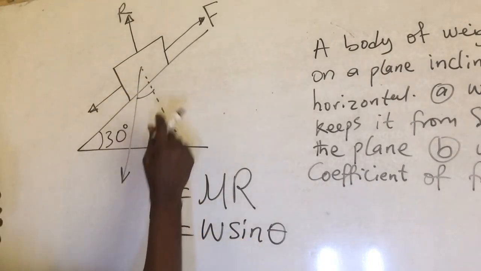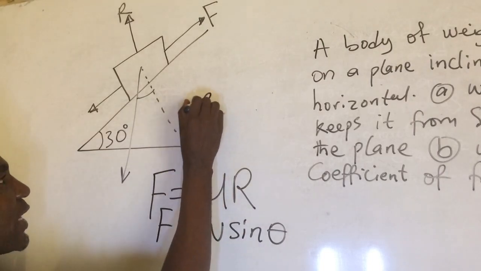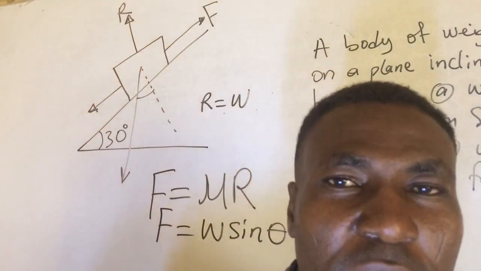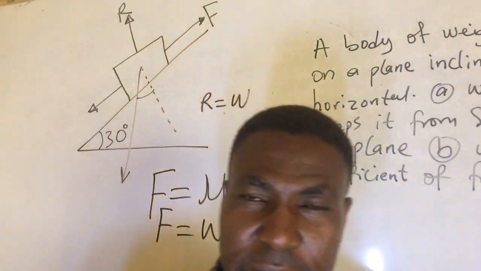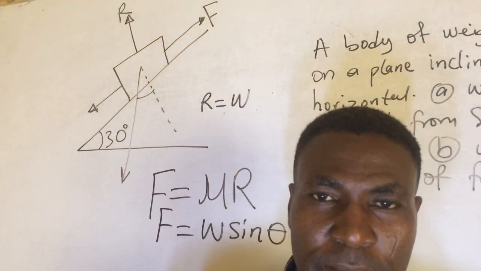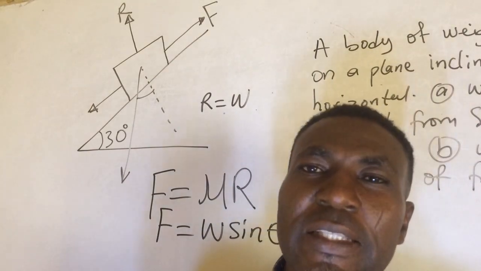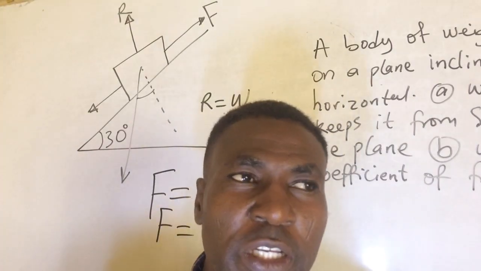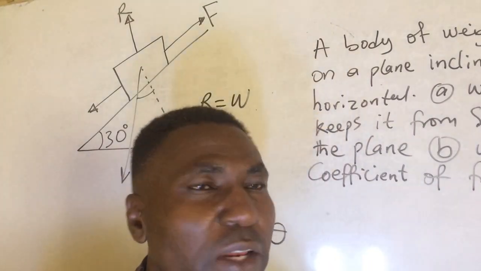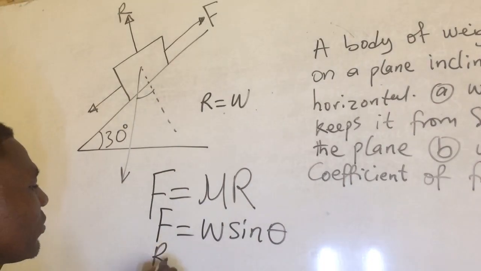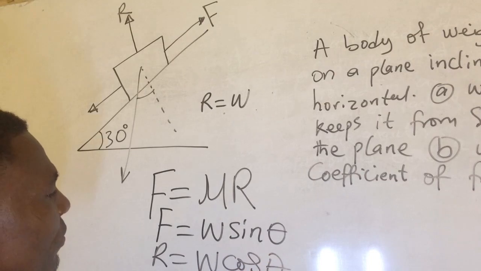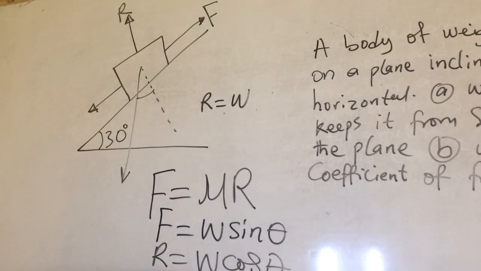Under normal circumstances, on a plane surface without inclining, the normal reaction R is equal to the weight of the object. But if the body is inclined, we can calculate R to be equal to the weight of the object times cos theta. So we can get R with this formula and get F with this formula.